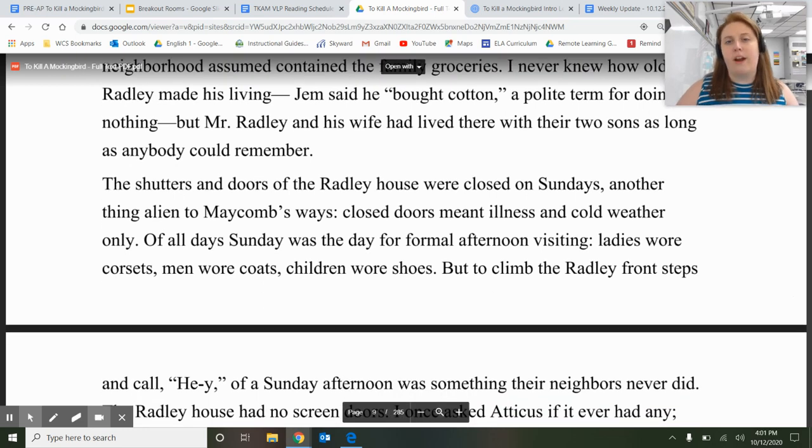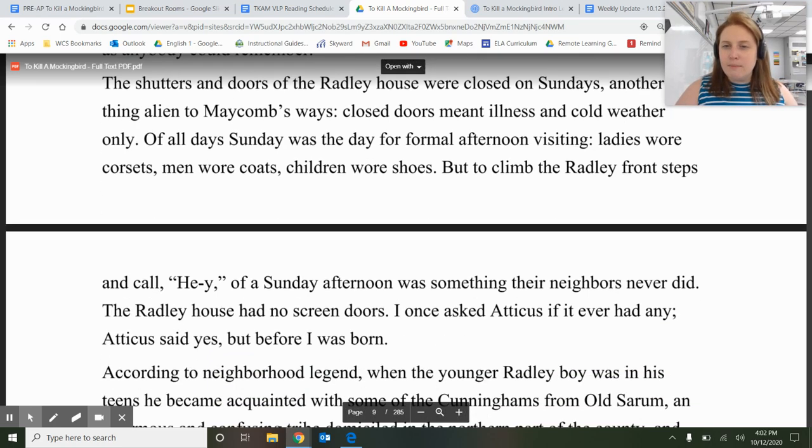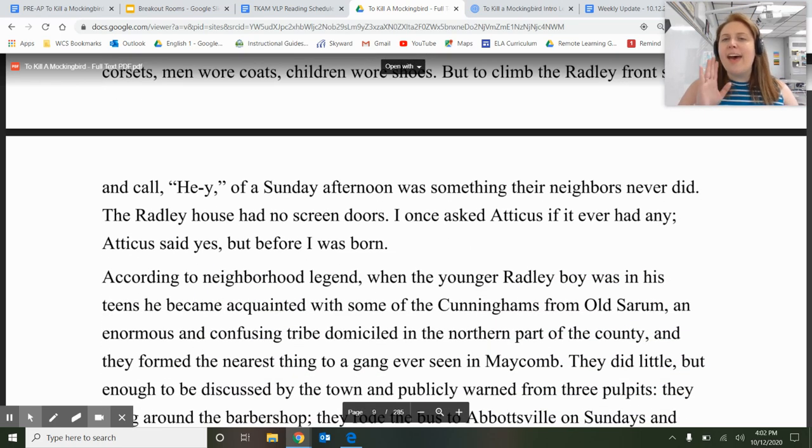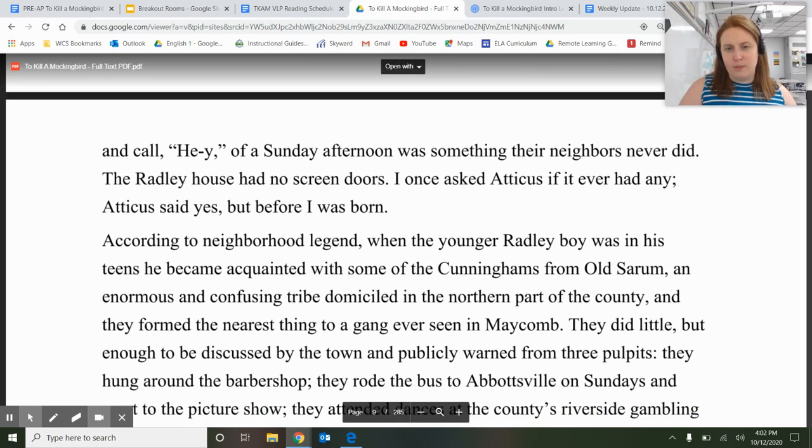The shutters and the doors of the Radley house were closed on Sundays, another thing alien to Maycomb's ways. Closed doors meant illness and cold weather only. Of all the days, Sunday was the day for formal afternoon visiting. Ladies wore corsets, men wore coats, children wore shoes. But to climb up to the Radley front steps and call, "Hey," on a Sunday afternoon was something that the neighbors never did. The Radley house had no screen doors. I once asked Atticus if they ever had any. Atticus said yes, but it was before I was born.